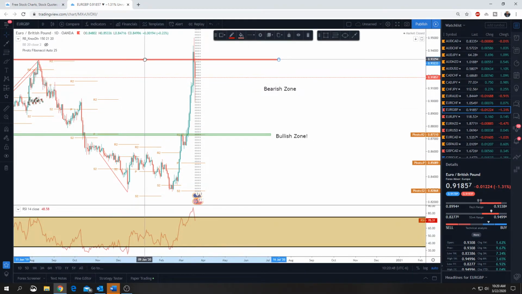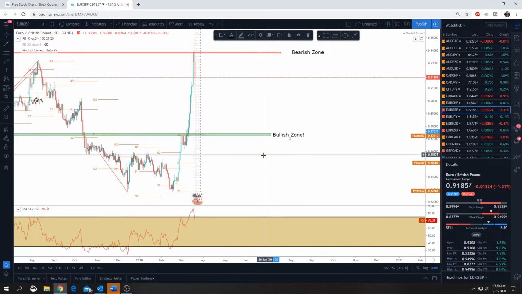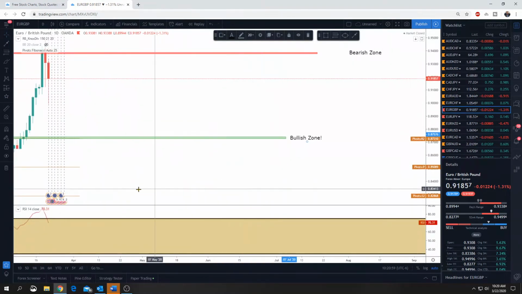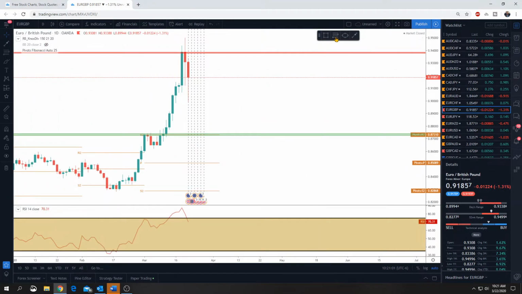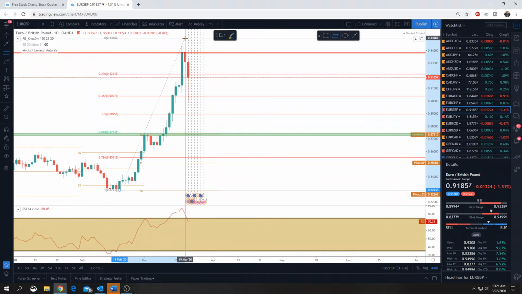So now I like this area as bearish. However, let's just do our Fibonacci retracement lines here. Okay, so big push to the upside. Price came down, basically hit the 382, and then started pulling itself back up.